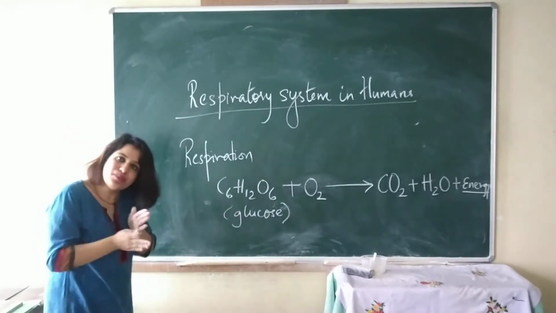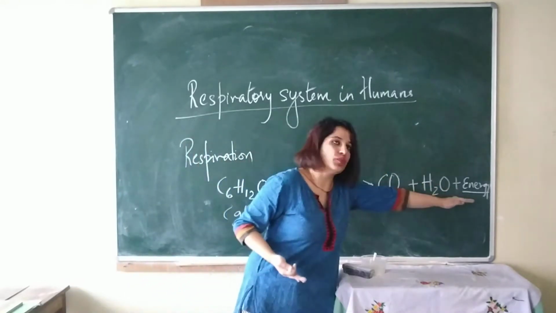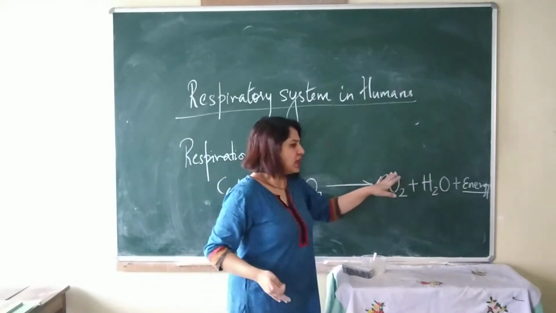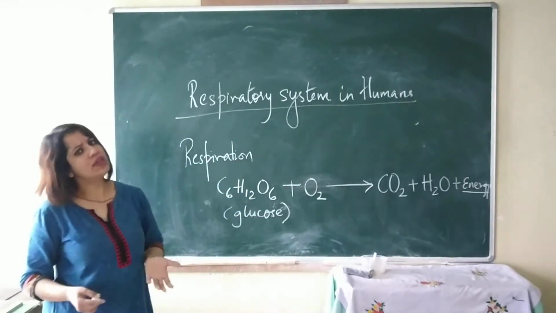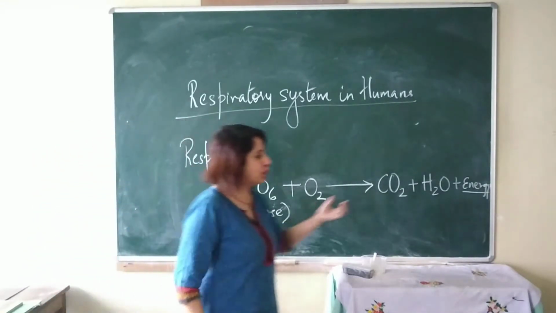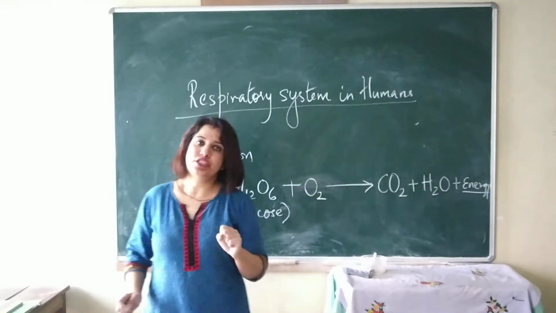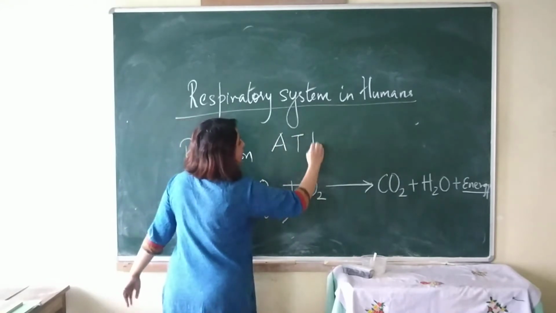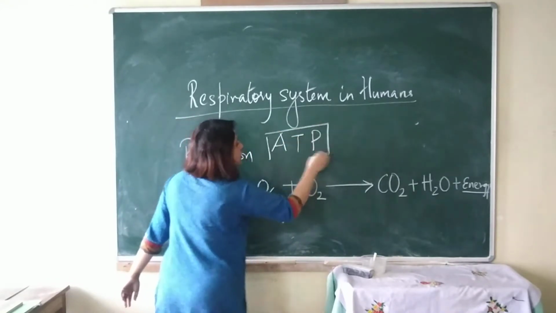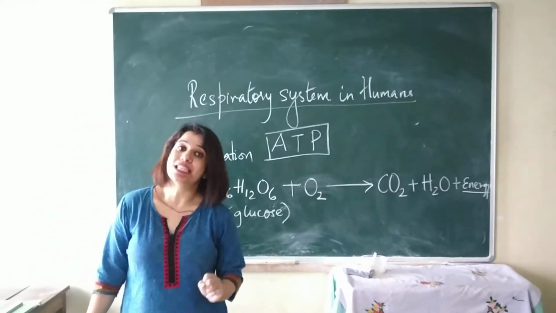Now see, why is oxygen very important for our body? Because it helps in breaking down the food or the glucose to produce energy. Carbon dioxide is released from our body. Water is also released as water vapor. But this energy that is produced is stored in the form of ATP.